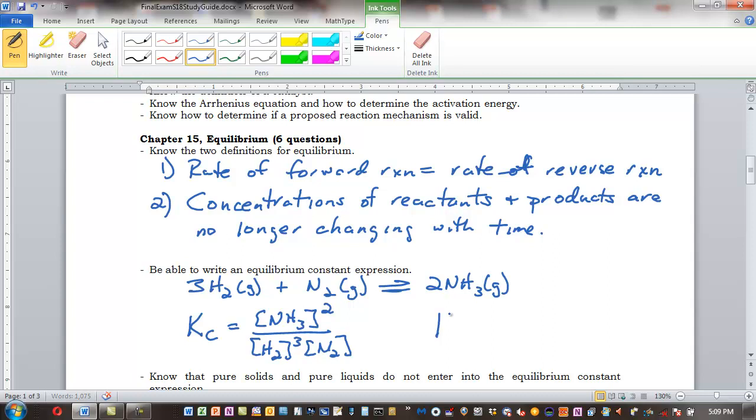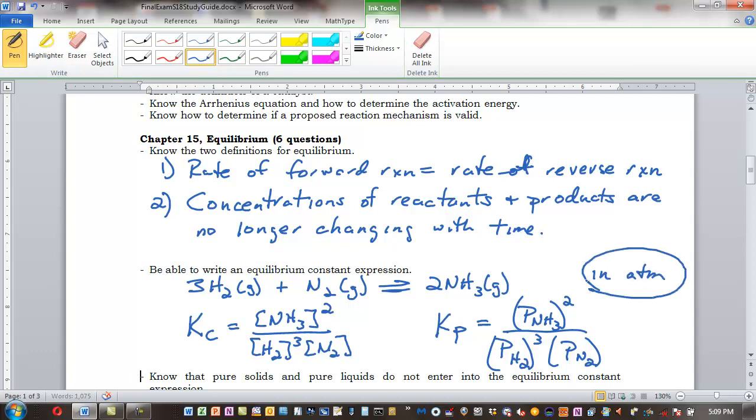We can also write it in terms of pressure. So it would be the same form, pressure of ammonia squared over pressure of hydrogen cubed times the pressure of nitrogen. And what unit of pressure is used? Yeah, atmospheres, ATM. So Kc is molarity, Kp is pressure.